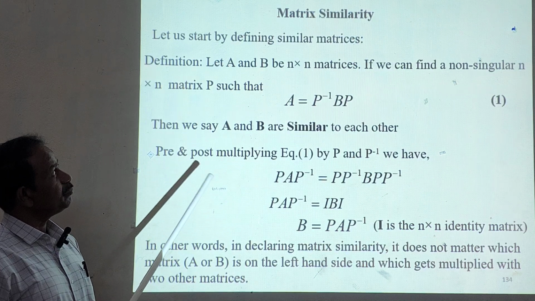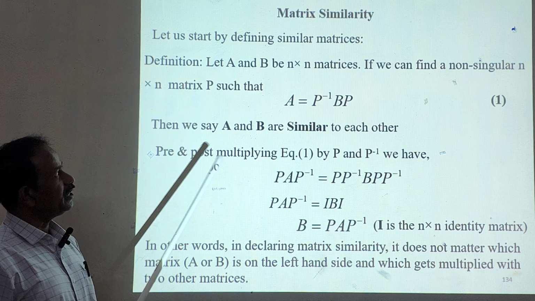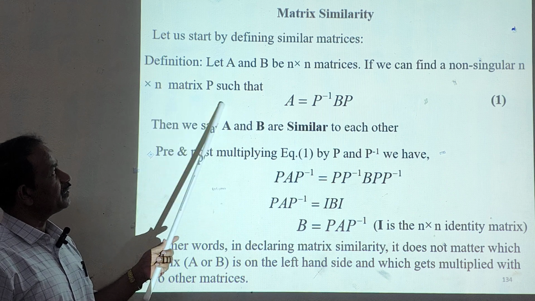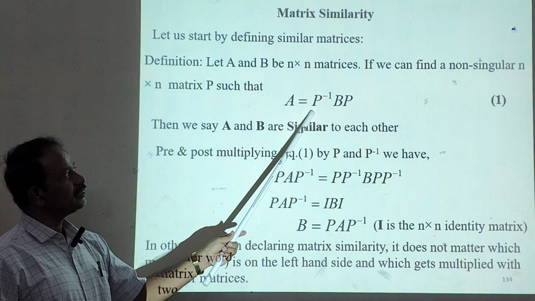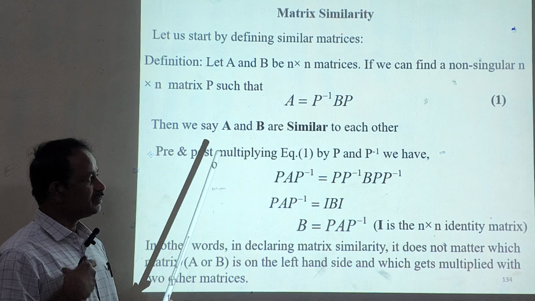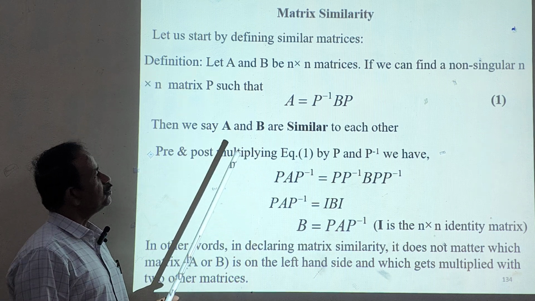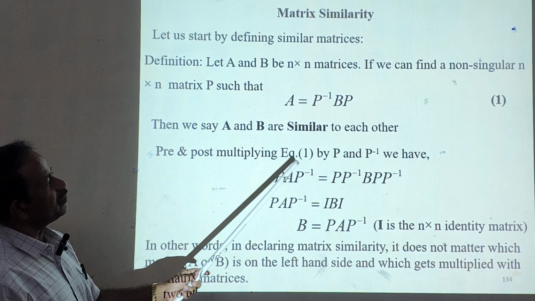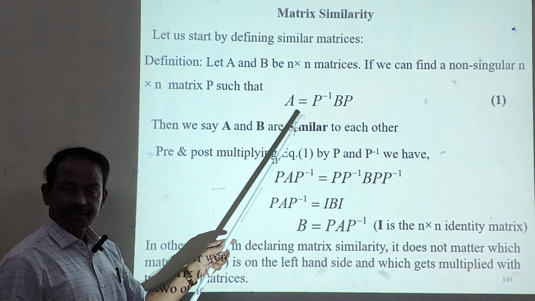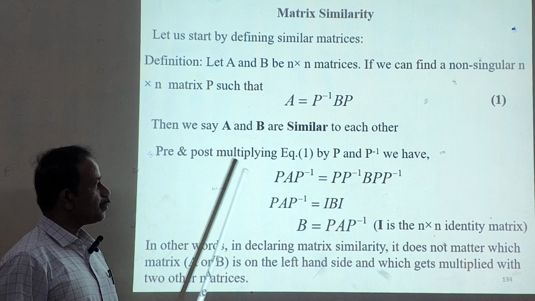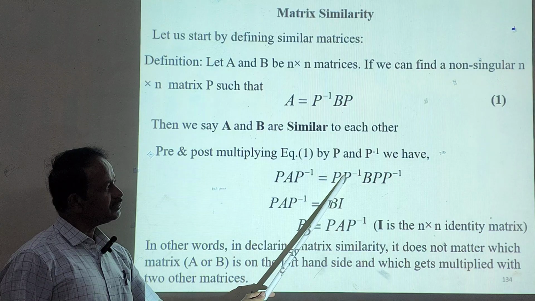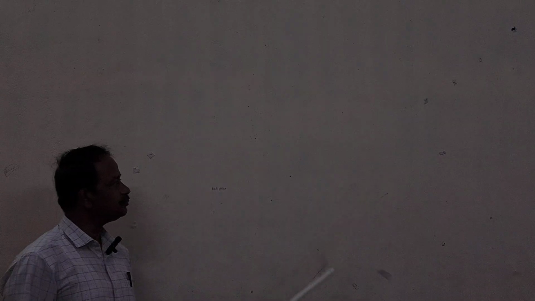Matrix similarity. Let us start by defining similar matrices. Definition: let A and B be n by n matrices. If we can find a non-singular n by n matrix P such that A equals P inverse B P, then we can say that A and B are similar to each other, similar matrices. Now I am going to pre- and post-multiply equation 1 by P and P inverse, on both sides. So we get P A P inverse, and similarly here P inverse B P.